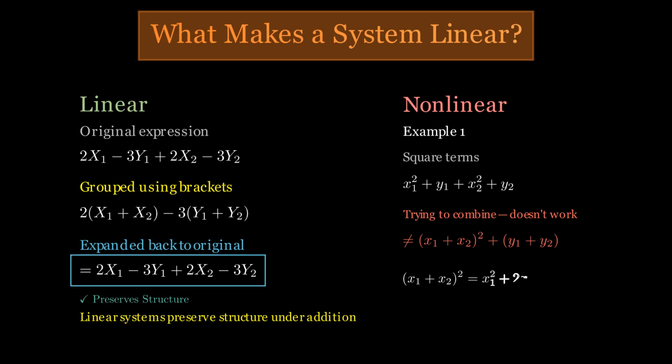When we expand, we get x1 squared plus the extra term 2 x1 x2 plus x2 squared. The middle term wasn't in the original. So this proves nonlinearity, because when added it cannot go back to its original equation.